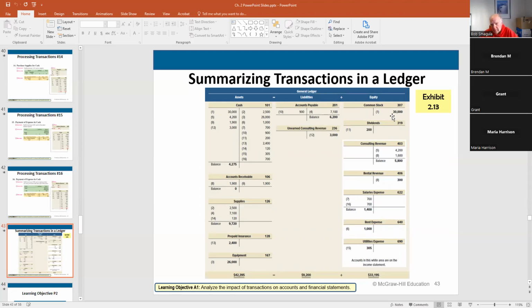We hit the common stock when the public bought our shares. We recorded the dividend that reduces equity. The consulting revenue is a credit, thus increases equity. So does the rental revenue. And all your expenses have a debit balance. And it looks like we're in balance here. 42,395 assets equals 9,200 plus 33,195. From this, let's assume this was the entire month of a particular company. Now we've got what we need to start preparing the financial statements.